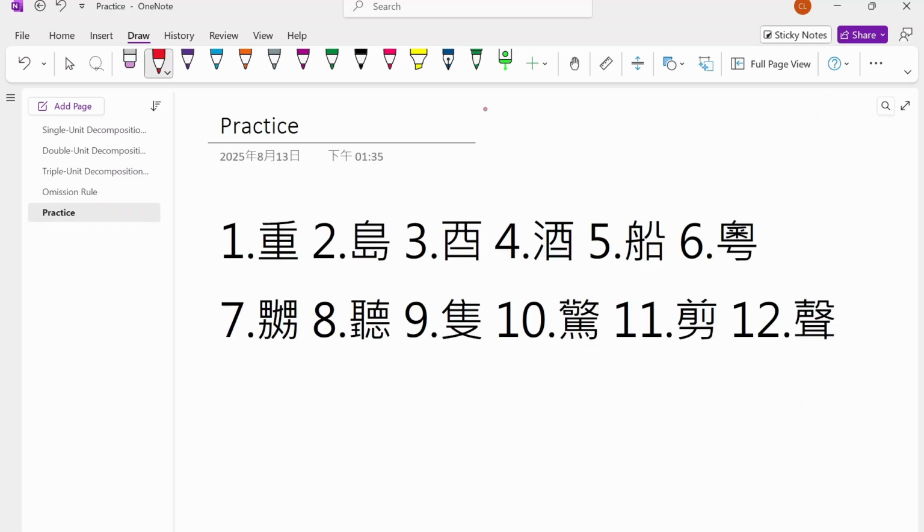Here are the practice examples for today. Try to figure out the Cangjie codes for the following characters. And if you want more practice, you can try to figure out the codes for the example characters from the previous video. In the next video, I'll review some general principles to keep in mind while decomposing characters.